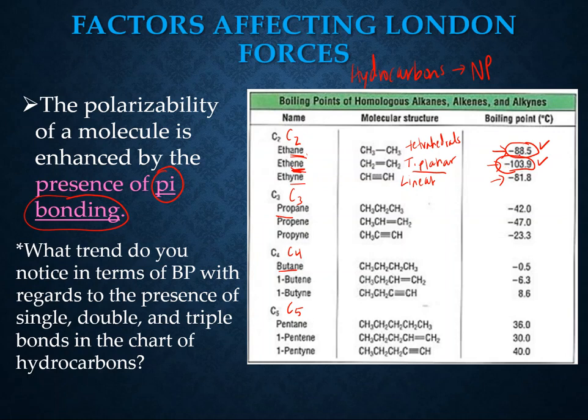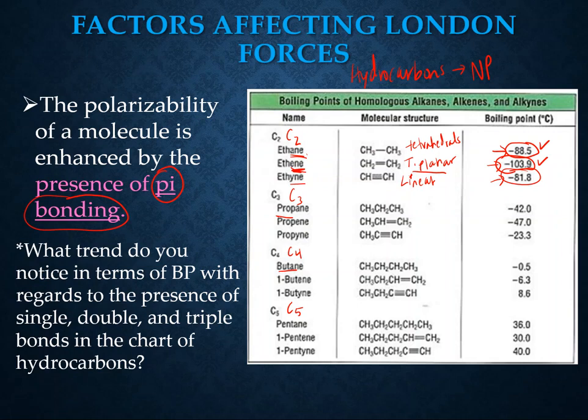So the London dispersion forces in ethane are stronger than in ethene. And it has to do with the shapes, because they're very similar in size, so that can't be the factor. Now, the linear one, the triple bond one, has the highest of the three. And why is that? Because that linear shape makes it really skinny, makes that cloud more polarizable.